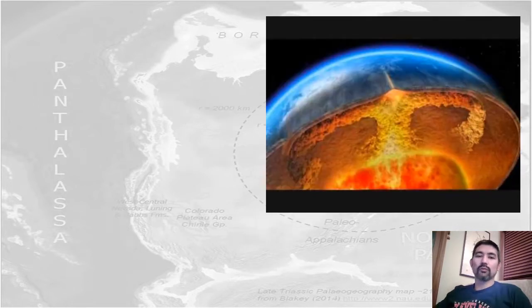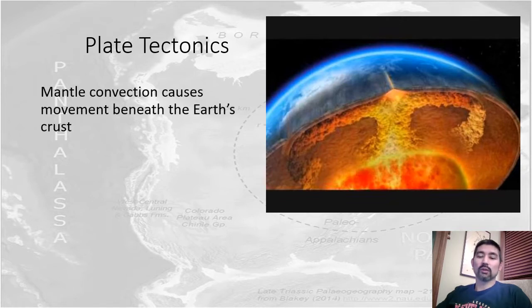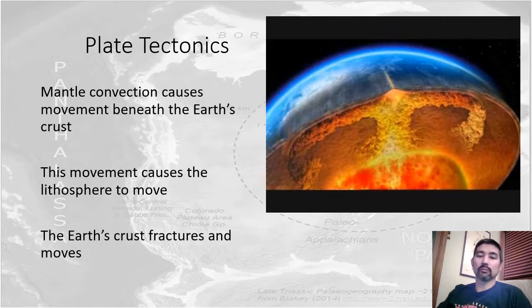To begin, let's review some of the information that we had from our last slide yesterday. Plate tectonics happens because of mantle convection. Mantle convection means that the mantle is always moving beneath the Earth's crust. So this movement ultimately drags on the lithosphere. The Earth's crust begins to move, and because the Earth's crust is moving, it fractures into different plates.